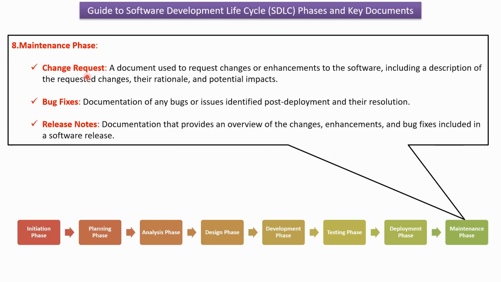The first one is the change request document, and this document is used to request changes or enhancements to the software, including a description of the requested changes, their rationale, and potential impacts. The second one is bug fixes, documentation of any bugs or issues identified post deployment and their resolution. The next one is release notes, documentation that provides an overview of changes, enhancements, and bug fixes included in the software release.